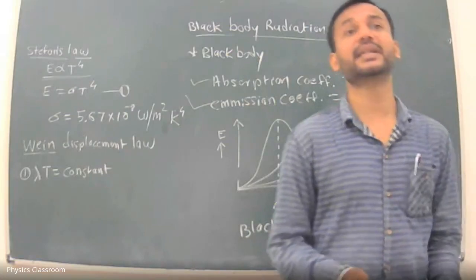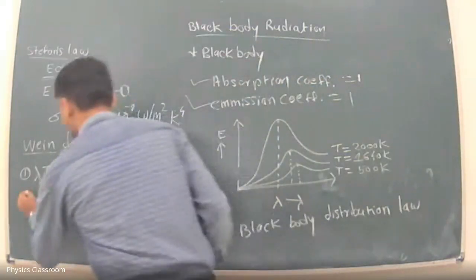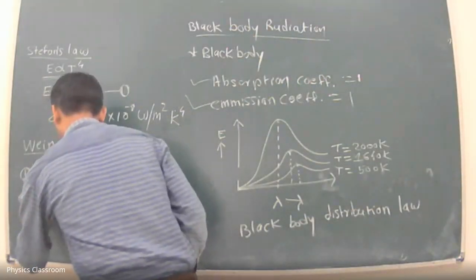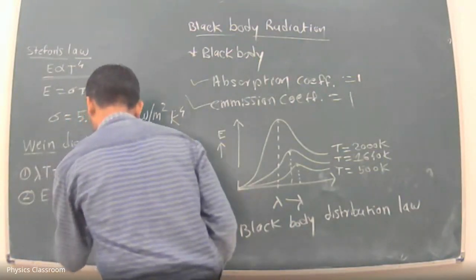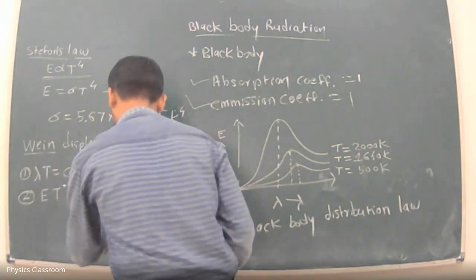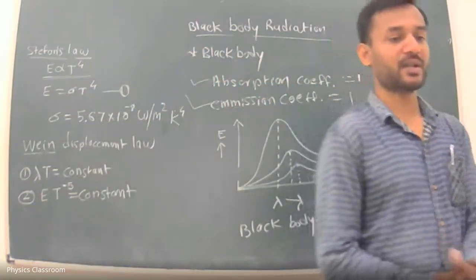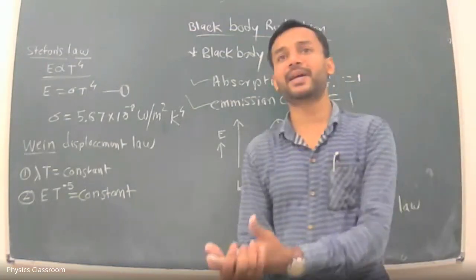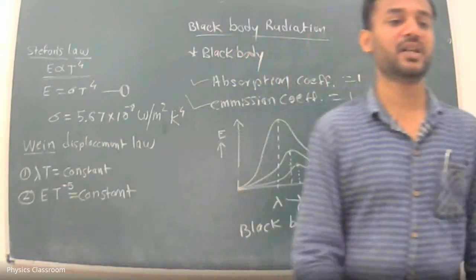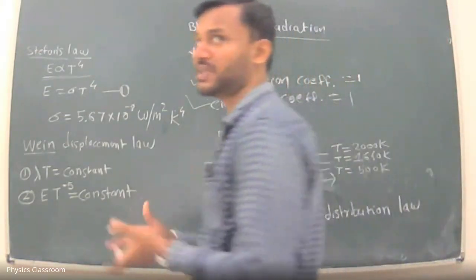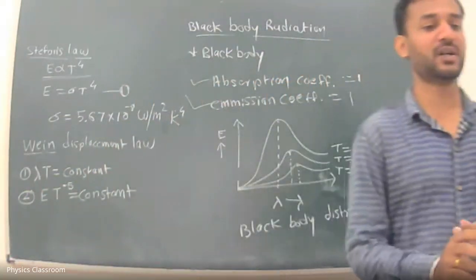Its second phenomenon is E T raised to minus 5 is equal to constant. E T raised to minus 5 is also constant. All of you know that lambda is the wavelength corresponding to the temperature, and E is the emissivity of the black body.